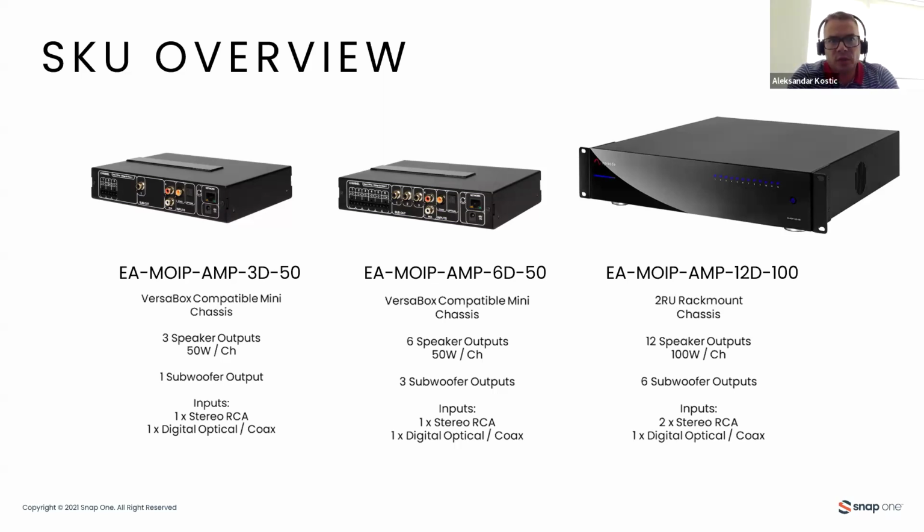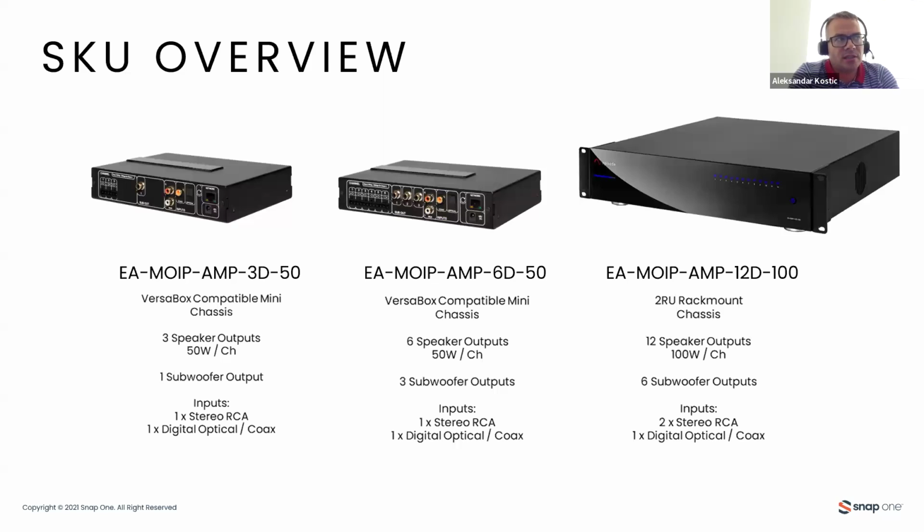And the biggest MOIP amplifier we have is the 12-channel one, and it is completely different when the power budget is in question. It can support up to 100 watts per channel, which means the maximum power budget for this amplifier is 1200 watts. And of course, due to its power consumption, it cannot be powered by PoE. It requires its own direct power supply.